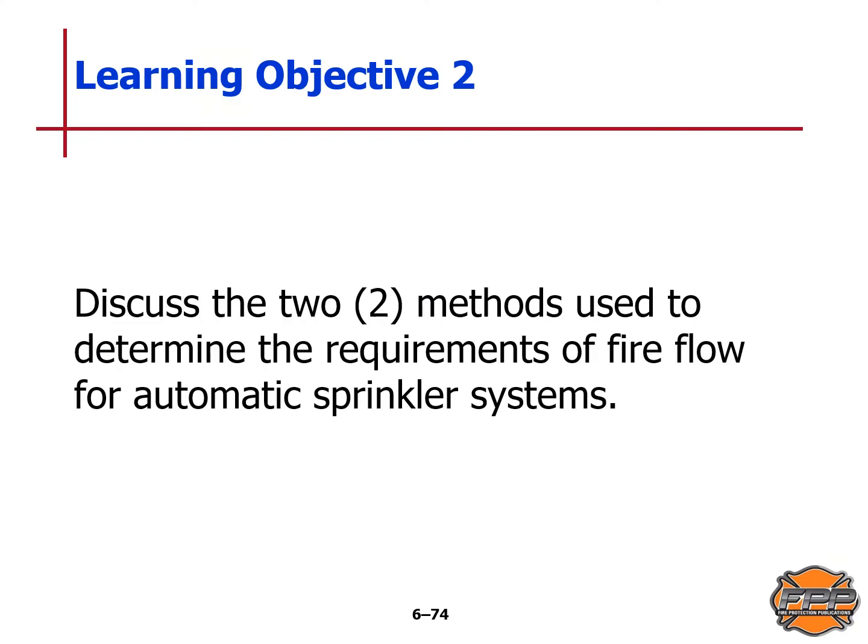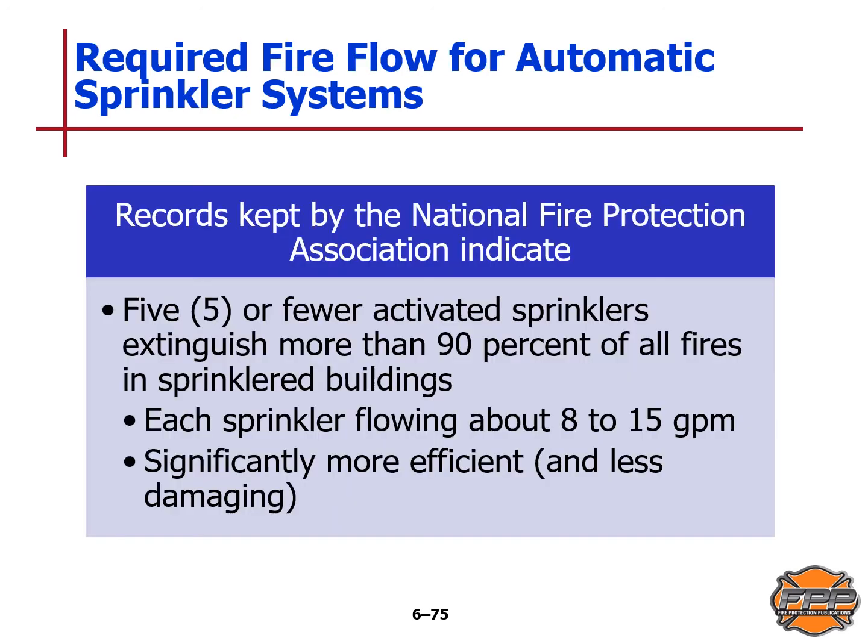Now, learning objective 2, we will discuss the 2 methods used to determine the requirements of fire flow for automatic sprinkler systems. Records kept by the NFPA, National Fire Protection Association, indicate 5 or fewer activated sprinklers extinguish more than 90% of all fires in sprinklered buildings, each sprinkler flowing at a rate of about 8 to 15 gallons per minute, and they are significantly more efficient and less damaging than larger cluster arrays of sprinklers.